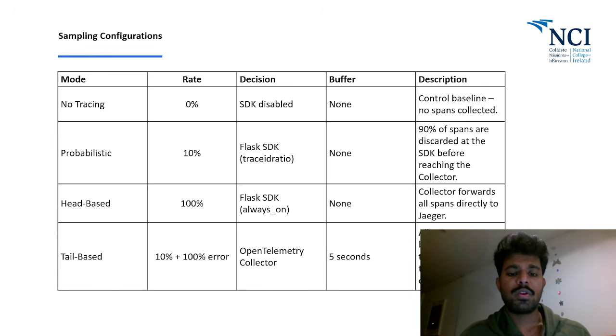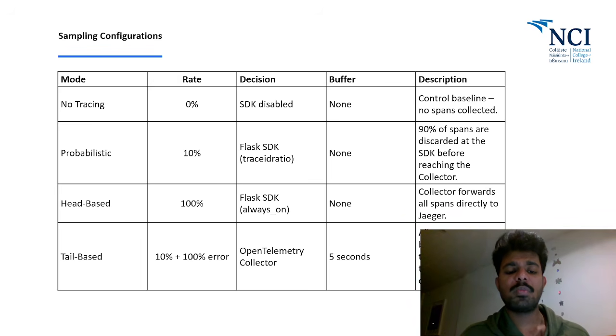The important part, the sampling configuration. There are four configurations. First is no tracing, which means not even one request coming into the system is trackable; 0% is trackable. Then the probabilistic sampling: 10% is trackable. If 100 requests are coming into my system, only 10 are trackable, and 90% are discarded.